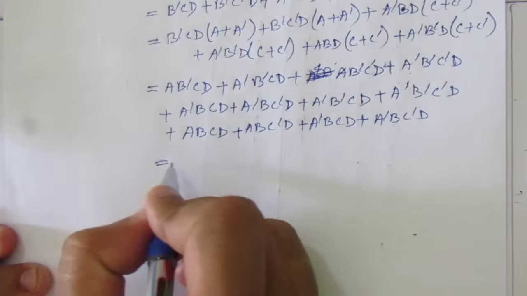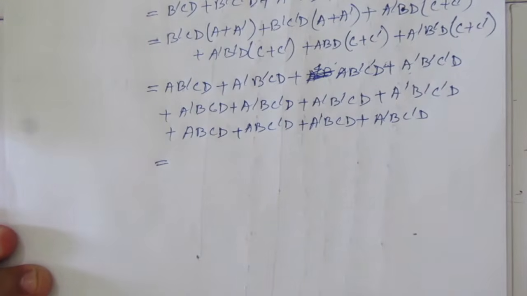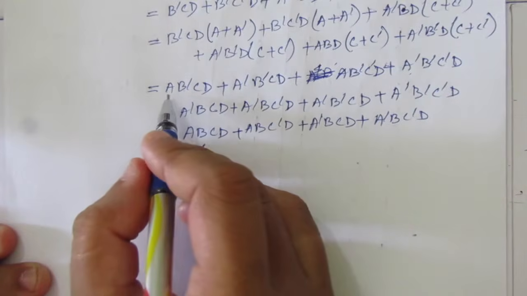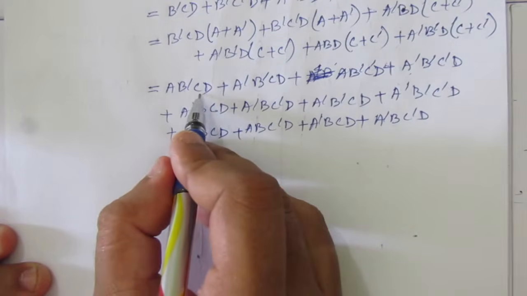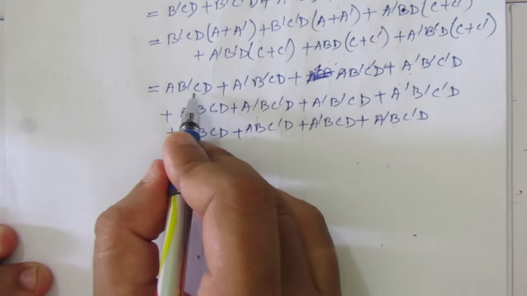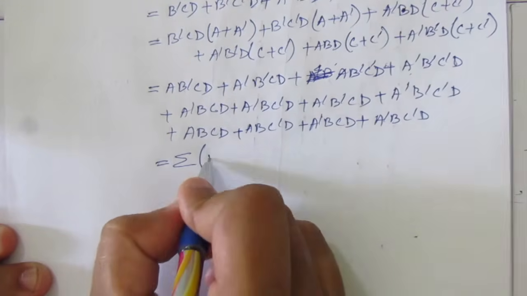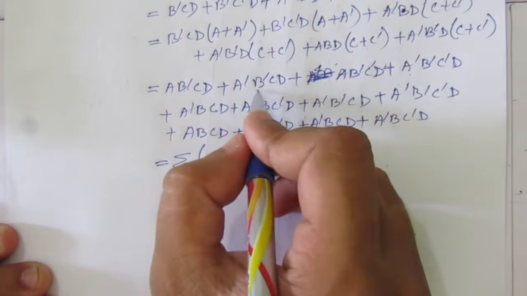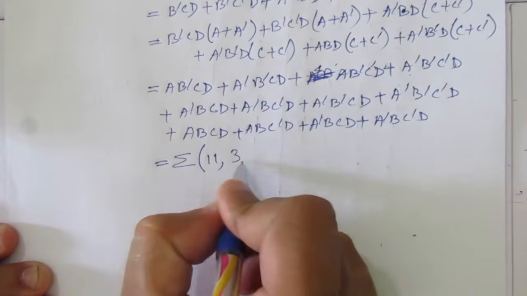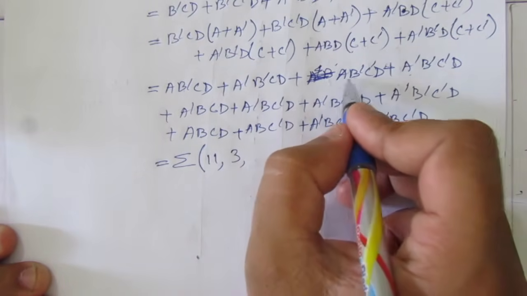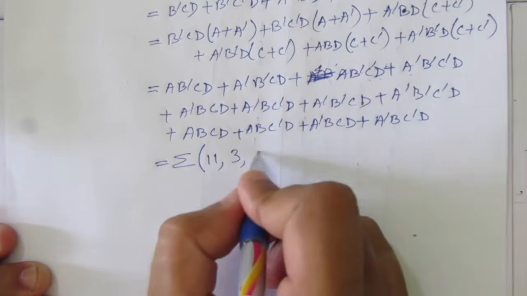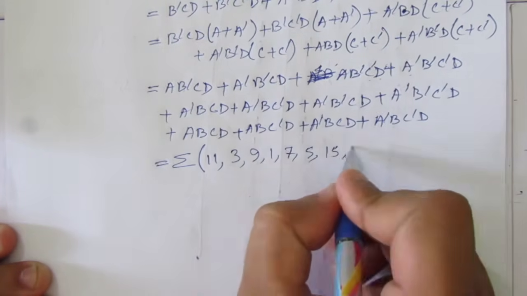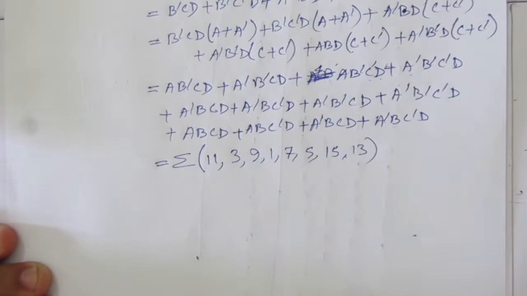Now we can write the sum of minterms expression. Okay, so the first term we can find it. So it is 1 0 1 1, so it will be 8 plus 2 plus 1, so 8 plus 3 is 11, comma. Then for this term we have 0 0 1 1, so it will be 3. Then we have 1 0 0 1, which is 9, and so on we can find it. Okay, so this is the sum of minterms expression.